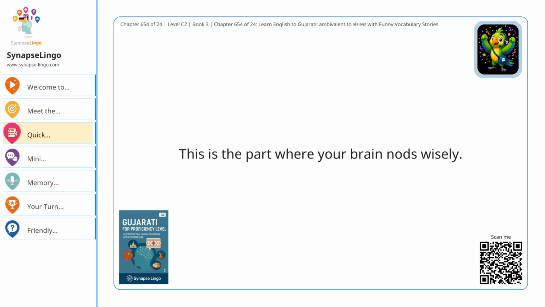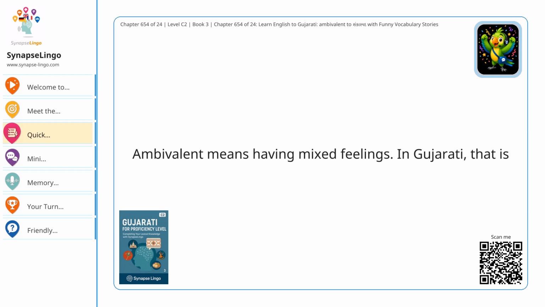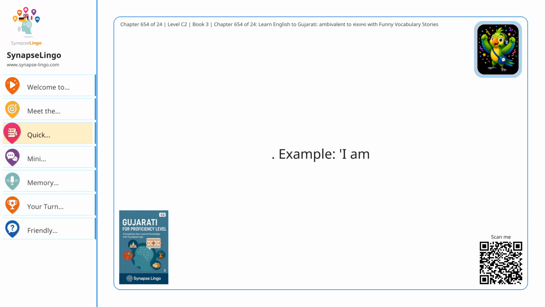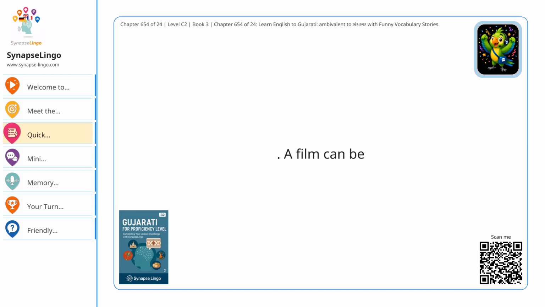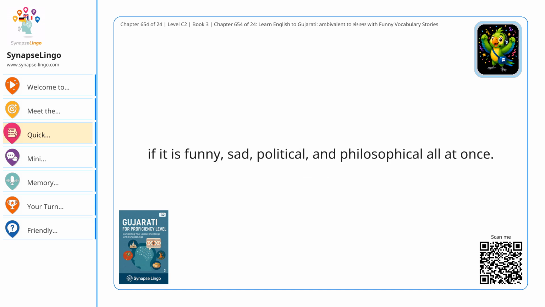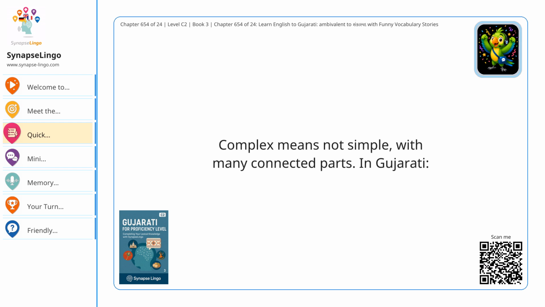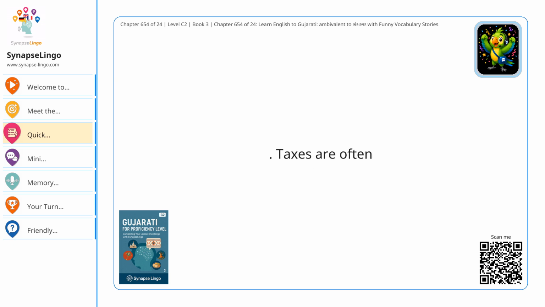This is the part where your brain nods wisely. Ambivalent means having mixed feelings. In Gujarati, that is द्विधाग्रस्त. Example: I am द्विधाग्रस्त about waking up early to be productive. Multi-layered means having many layers of meaning or structure. In Gujarati, बहुपड़ीयु. A film can be बहुपड़ीयु if it is funny, sad, political, and philosophical all at once. Complex means not simple, with many connected parts. In Gujarati, जटिल. Taxes are often जटिल, so are family group chats.